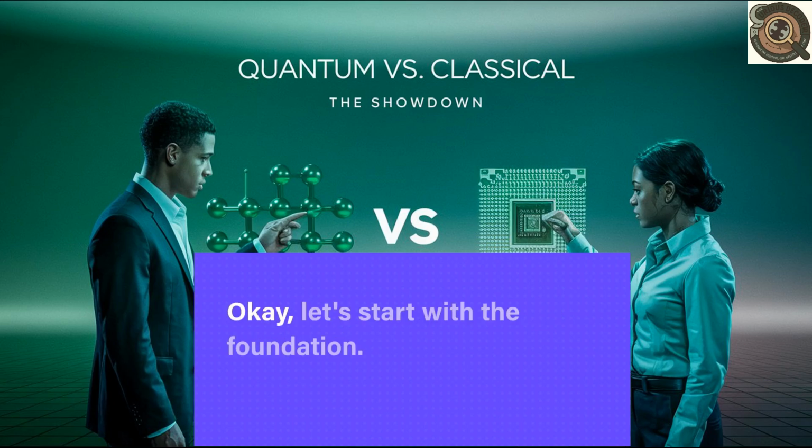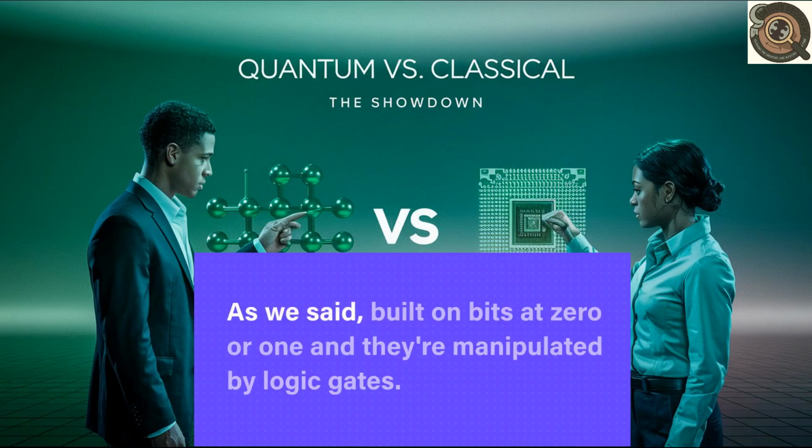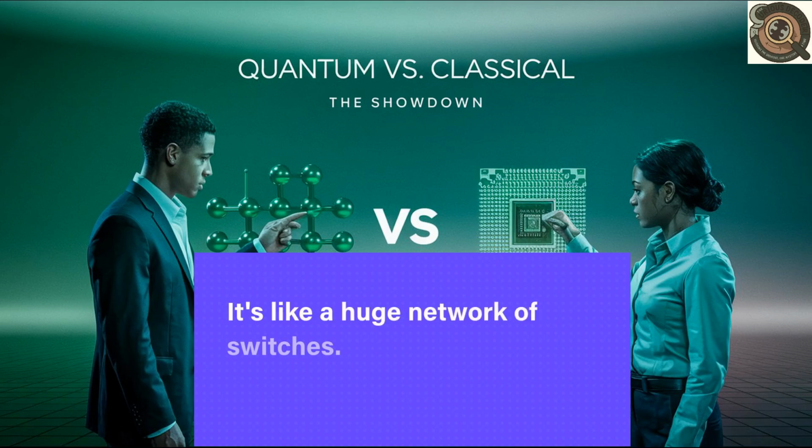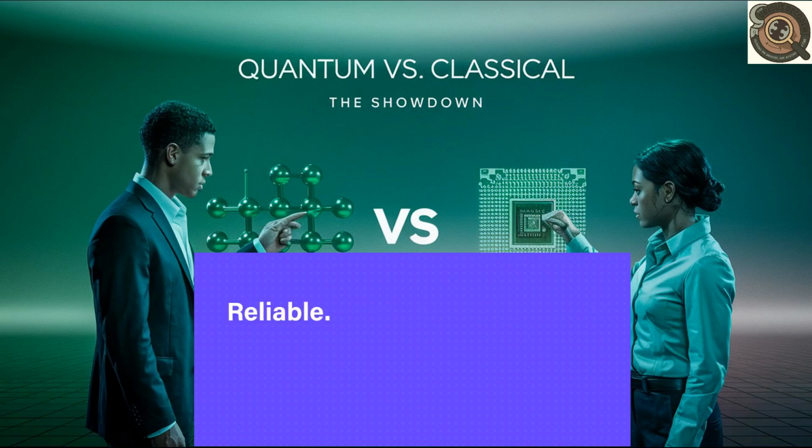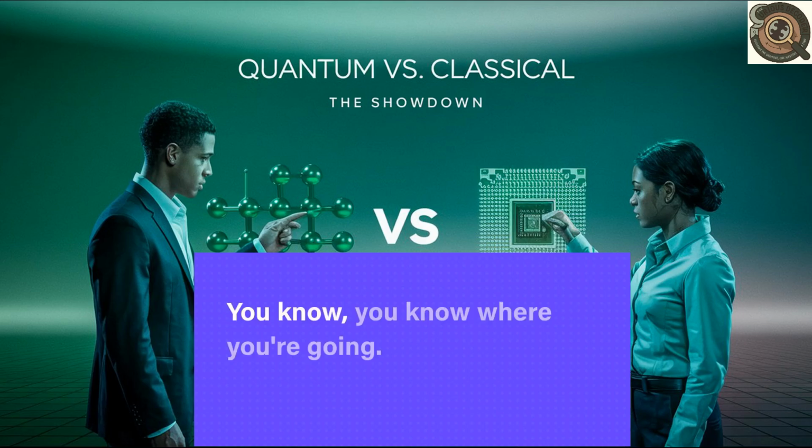All right, let's start with the foundation, the basics. Classical computing, the workhorse. As we said, it's built on bits at 0 or 1, and they're manipulated by logic gates. It's like a huge network of switches making decisions. And, like those hiking boots, it's dependable. Give it the same input, get the same output, every single time. Reliable, like a well-marked path. You know where you're going.